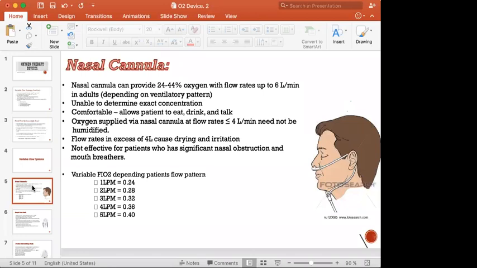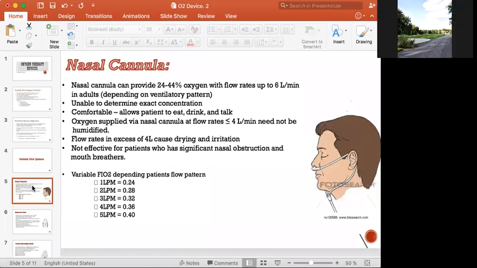If the patient has a nasal obstruction and is a mouth breather, the nasal cannula will not be the best choice for this patient.